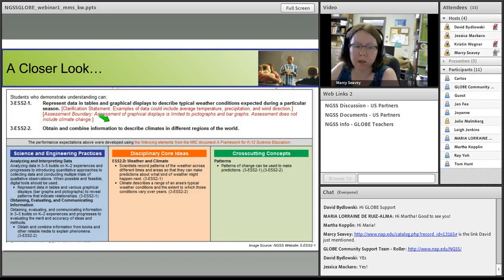The 3 colored boxes below provide a list of the dimensions that are built into this group of student performance expectations. So for the student performance expectation that we are focusing on, students are working on analyzing and interpreting data. They're also working on this disciplinary core idea that scientists record patterns of weather across different times and areas so that they can make predictions about what kind of weather might happen next. And they're working on patterns of change are used to make predictions. And those 3 things are part of the final assessment.